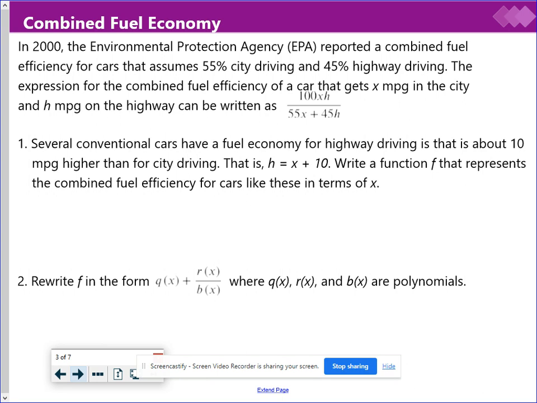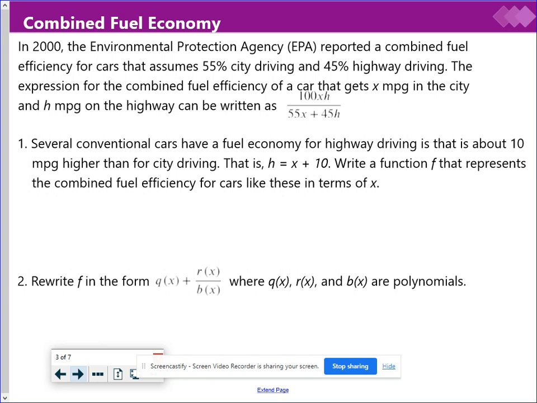Basically, they've got 100 times x times h. X is going to be the city driving and h is the highway driving, and the denominator is 55 times x plus 45 times h. They've got that whole formula. That's the formula that we're going to be using.